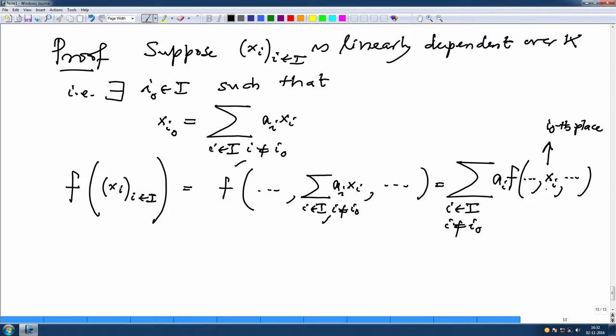But remember, this is the i naught position, and the remaining positions are also the same. There is somewhere else, at the ith position, that is different from the i naught position. So this has to be 0 because f is alternating. For each i different from i naught, this xi is sitting at the ith position as well as the i naught position, and f is alternating. So this sum is 0, therefore everything is 0. So, that is what we proved: f vanishes on linearly dependent tuples. An alternating map vanishes on linearly dependent tuples.